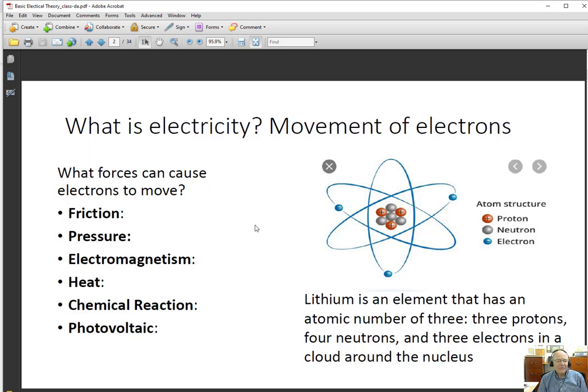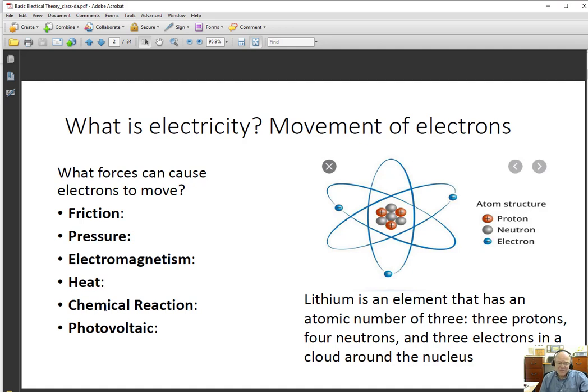I'm sorry, before I leave this, we're going to come back to this, but there are 6 ways you can get electricity by moving electrons. Friction is used to move electrons from one place to another. Pressure, I'll show you what that means in a minute. Electromagnetism is the most common way we have of generating electricity. That's a generator, and the generator, as long as it's turning, can be turned by any number of means. Heat can directly generate electricity.